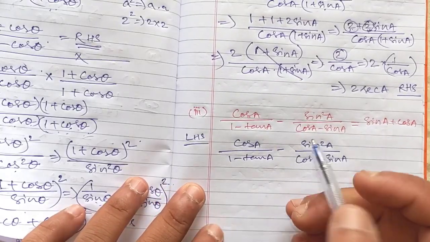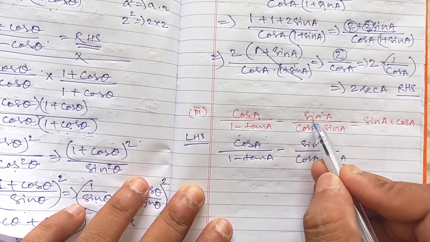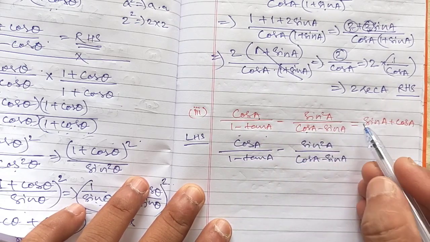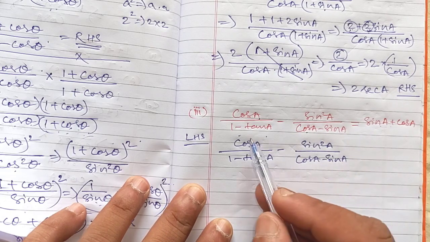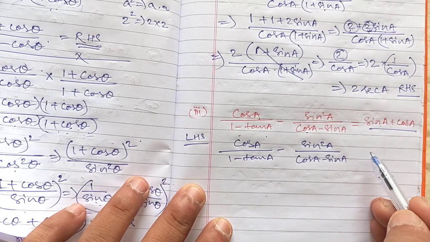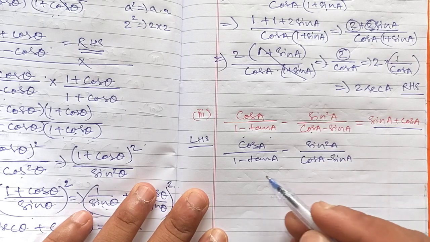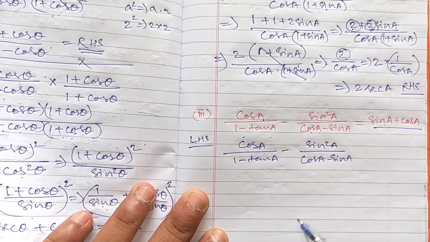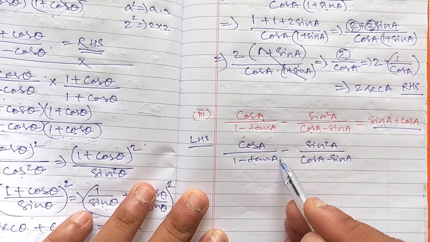Third bit. In the third bit, the question is given: cos A divided by 1 minus tan A, minus sin square A divided by cos A minus sin A, equals sin A plus cos A. I have written the LHS part, and we have to get sin A plus cos A in the RHS. Whenever you are unable to solve any question, try to convert everything in terms of sin and cos. Look here, the answer is also in sin and cos.